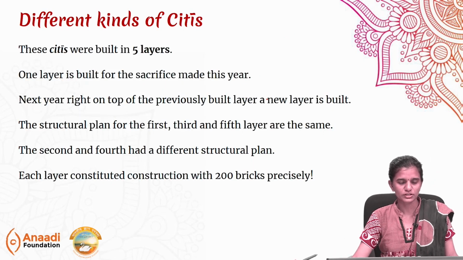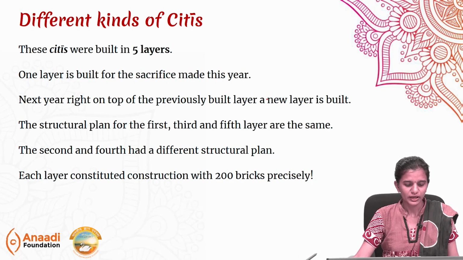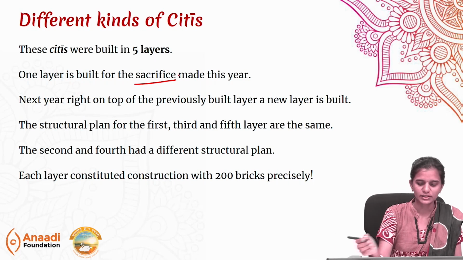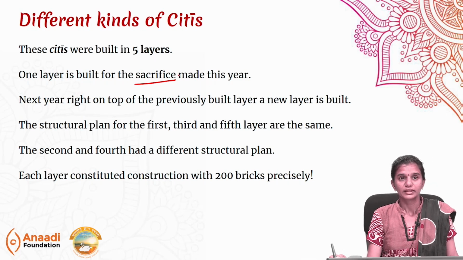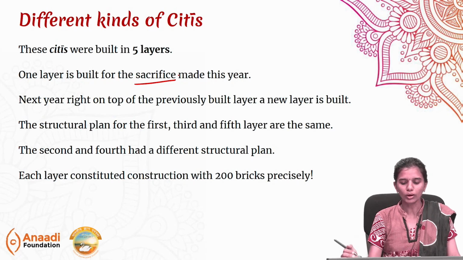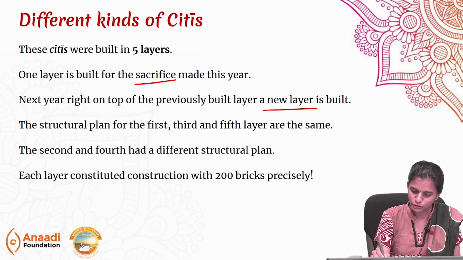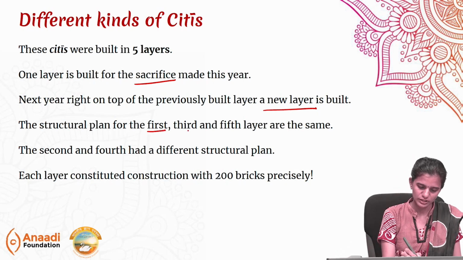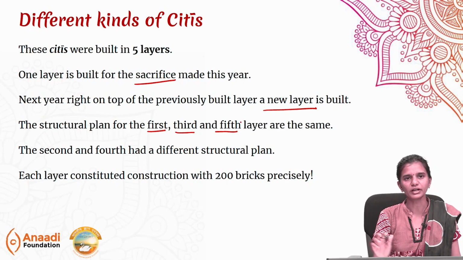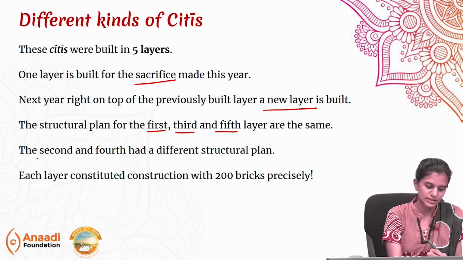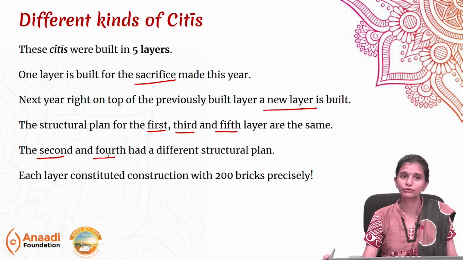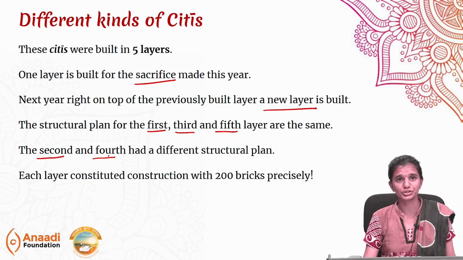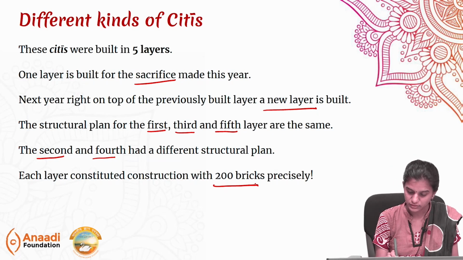Some of these chitis were built in 5 layers. One layer is built for the sacrifice made this year. Next year, right on top of the previously built layer, a new layer is built. The structural plan for the first, third and fifth layer are the same, whereas the second and fourth had a different structural plan. Each layer constituted construction with 200 bricks precisely.